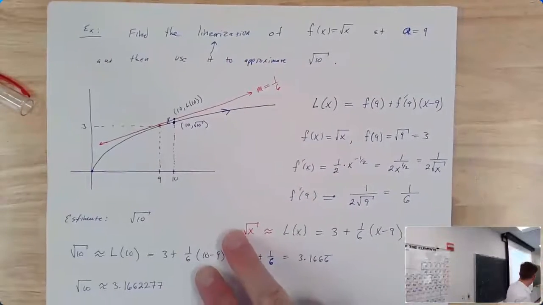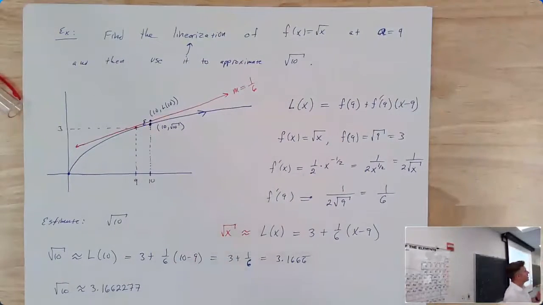Okay, so we're going to extend this idea to functions of 2 variables. For a function of 1 variable, you're finding the tangent line to a point. For a function of 2 variables, what we're doing with our approximation is finding the tangent plane to a surface.